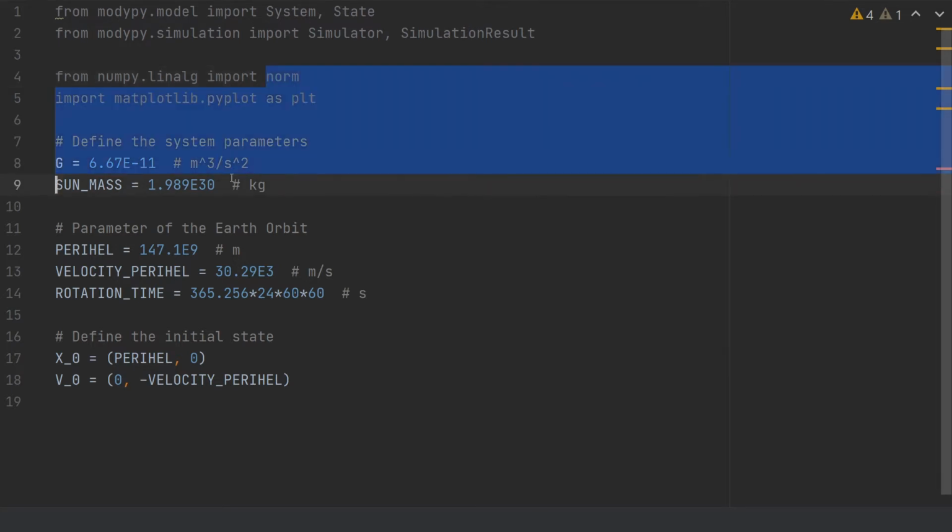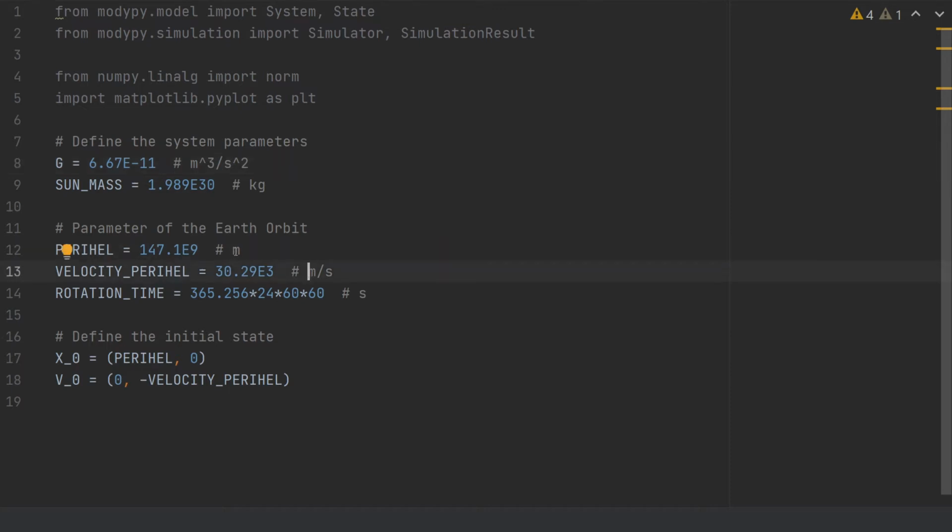I defined some of the constants because they are tedious to type. We have here the gravitational constant in meters cubed per kilogram per second squared. And we have the sun's mass in kilograms. I also got some parameters of the Earth orbit, and as we are working in the SI system, this is in meter and meter per second. So we have the perihelion, which is the distance closest to the sun, and we have the velocity while the Earth is in perihelion. I also defined the rotation time, so the time used for one orbit.